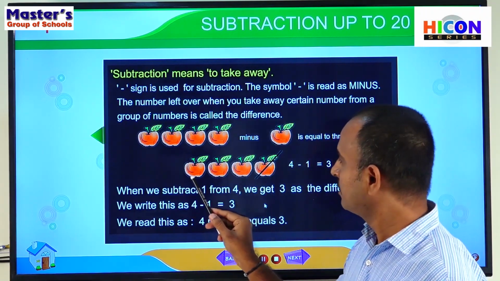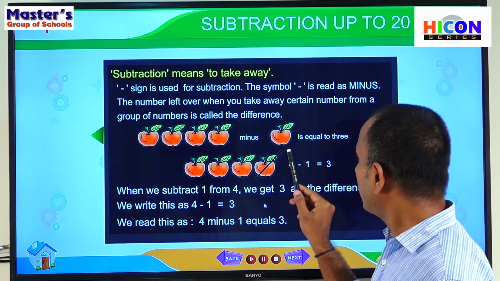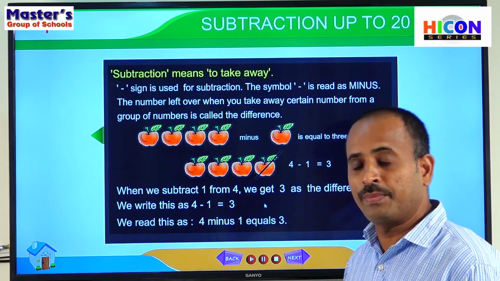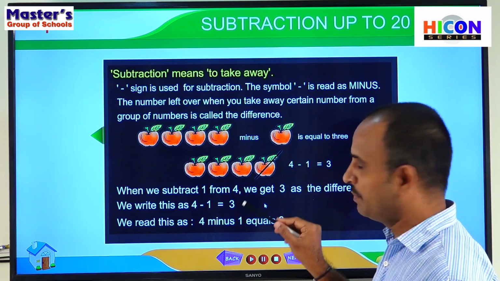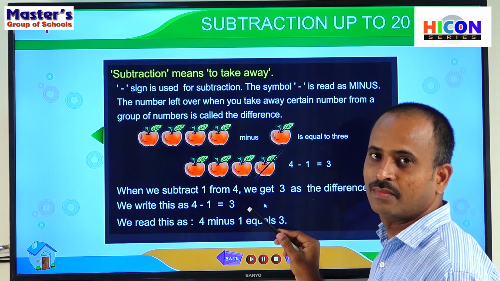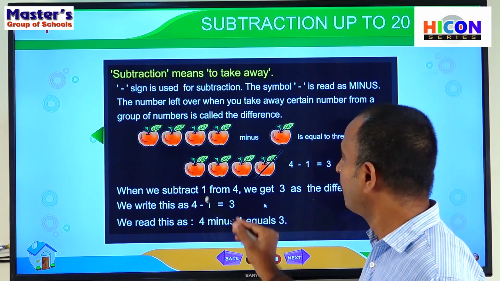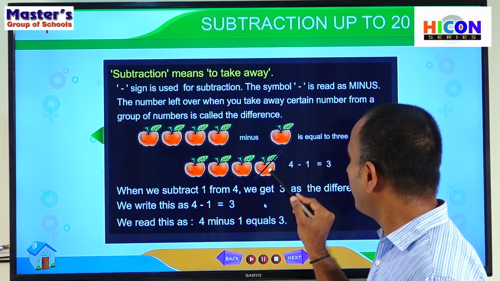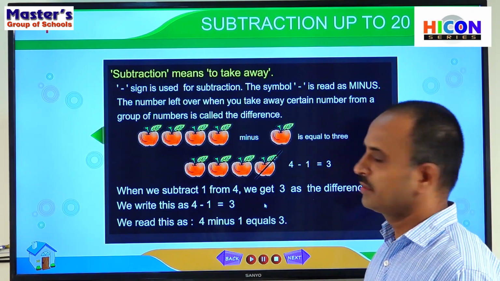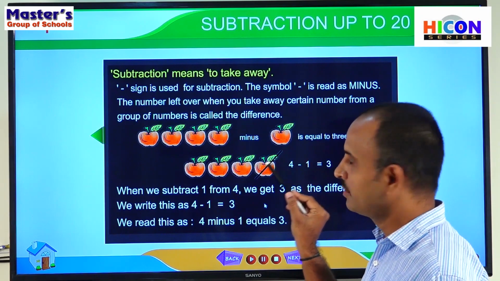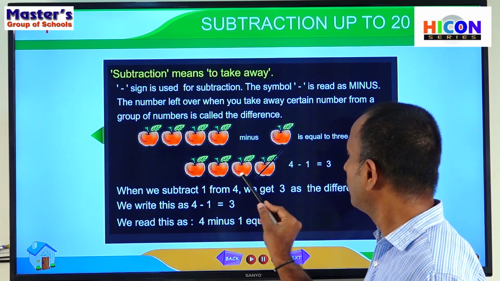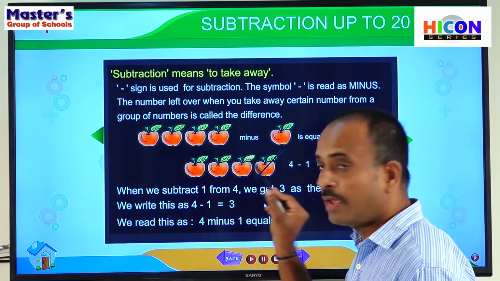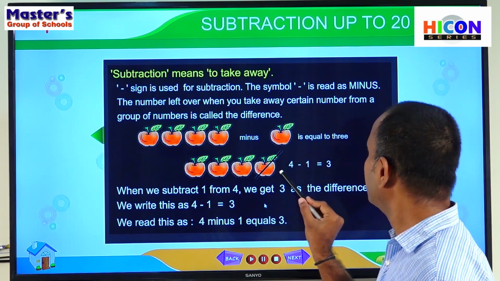Look at the second row. Here they have a cross. That means we have struck off. So take away can be represented by crossing, that means by striking one apple. We have to take away one apple from these 4 apples. That's why we have struck off one apple among the 4 apples. How many apples are left here? 1, 2, 3. If you take one apple from the 4 apples, how many apples are left? We have 3 apples left.